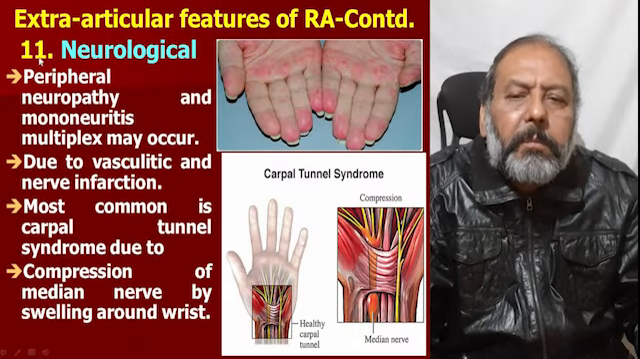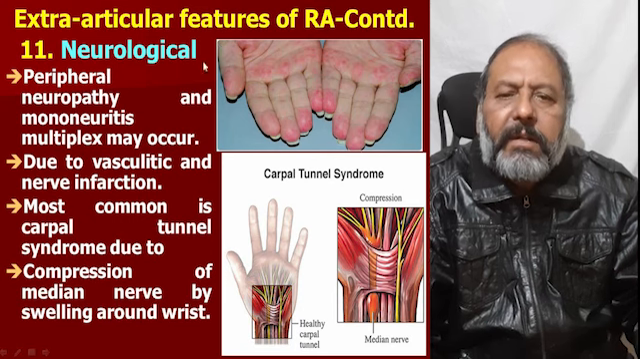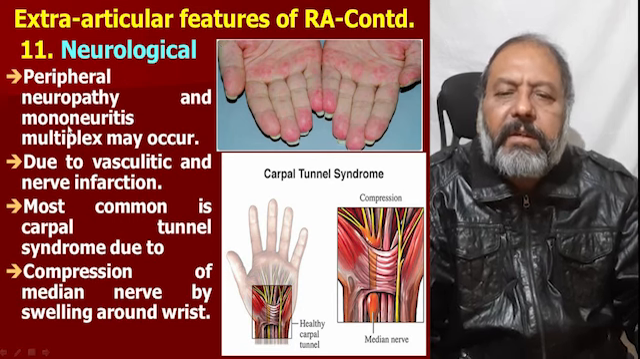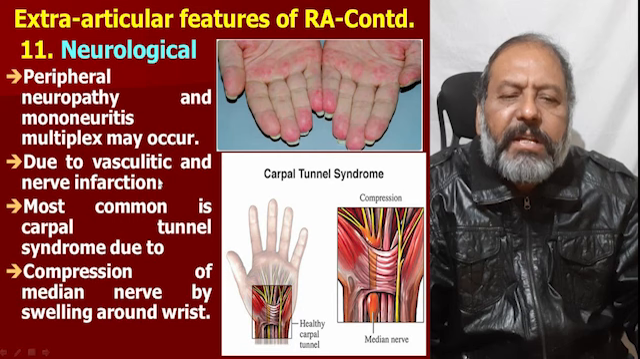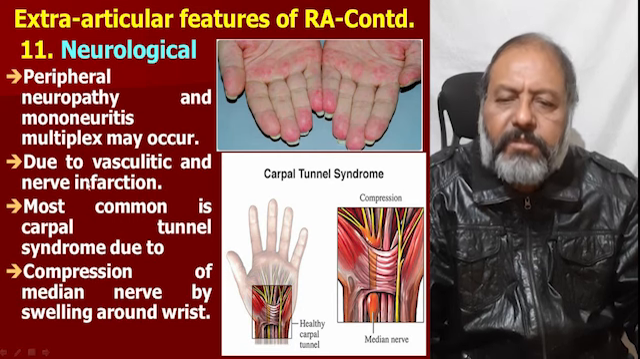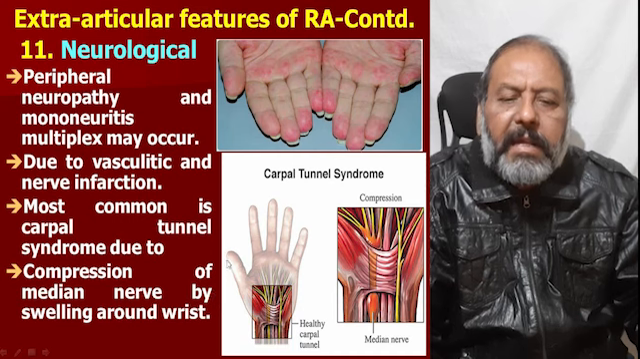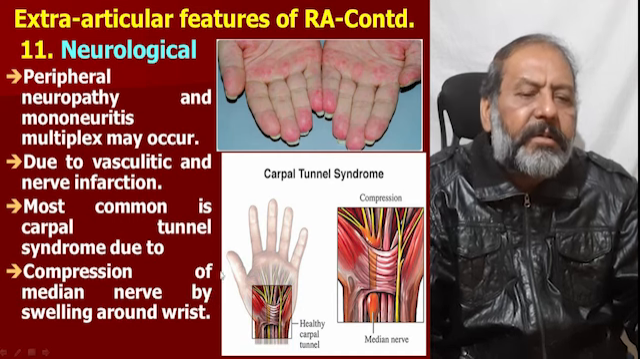The 11th feature of rheumatoid arthritis is neurological. Peripheral neuropathy and mononeuritis multiplex may be seen, due to vasculitis and nerve infarction. Most common is carpal tunnel syndrome, the compression of the median nerve by the swelling around the wrist.